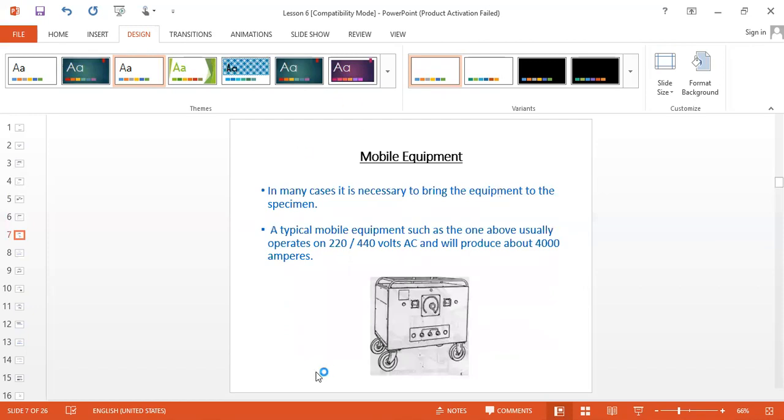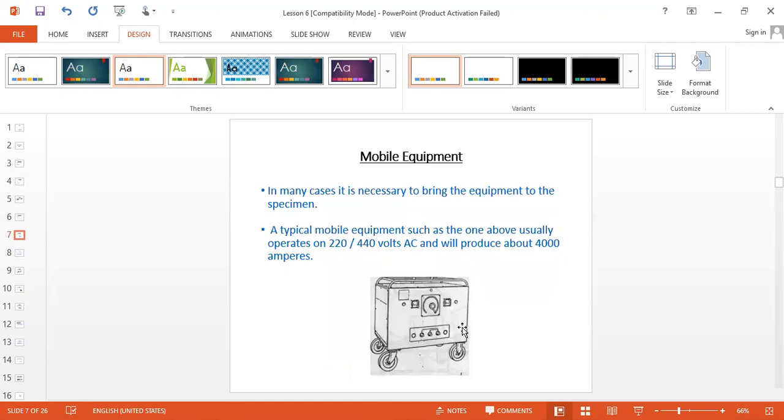Now see, this is the mobile equipment, meaning we can move this equipment within the shop floor. So in many cases, it is necessary to bring the equipment to the specimen. A typical mobile equipment, such as the one above, usually operates on 220 to 440 volts.